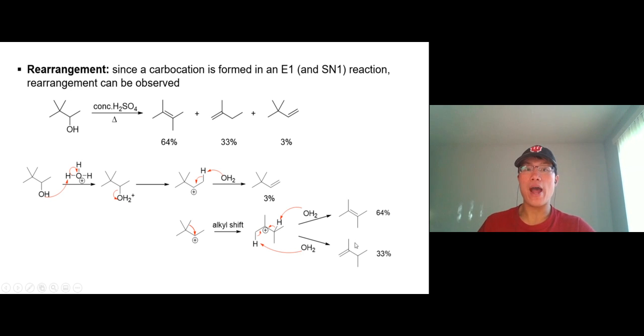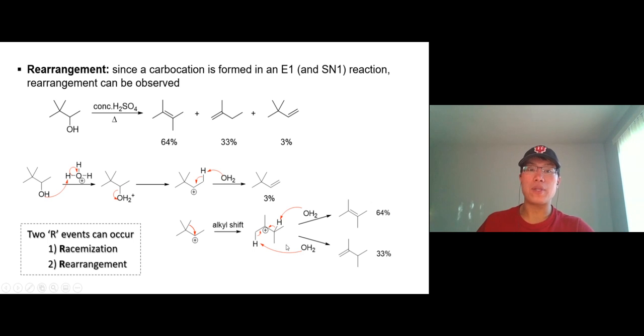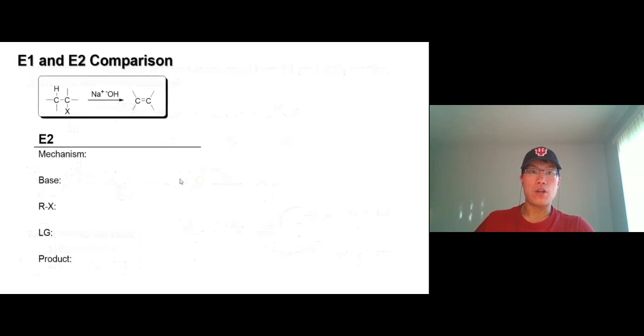Every time you form a carbocation when you draw mechanisms, watch out for rearrangement, and racemization only for the SN1 reaction, because that's nucleophilic attack from the front, from the back, top, bottom, depends on how you look at it. All right. Let's summarize E1 and E2 real quick before we go.